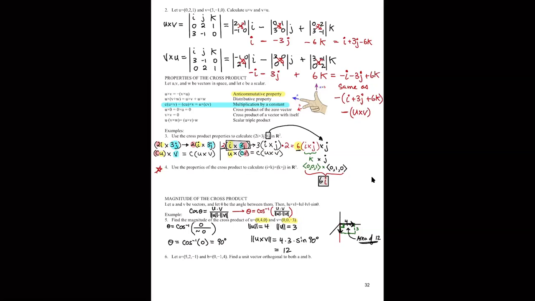Number 6 doesn't seem at first glance like it's related to number 5 because it says find a unit vector orthogonal to both A and B. It's like, wait a minute, a unit vector? That doesn't sound like magnitude of a cross product. If it's orthogonal to A and B, so the vector orthogonal to A and B would be A cross B. The unit vector is really just asking you, so I'll say unit vector of A cross B is going to be equal to the cross product of A and B divided by the magnitude of the cross product of A and B.